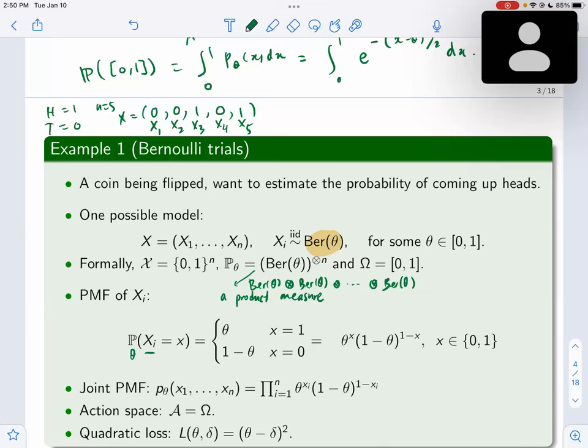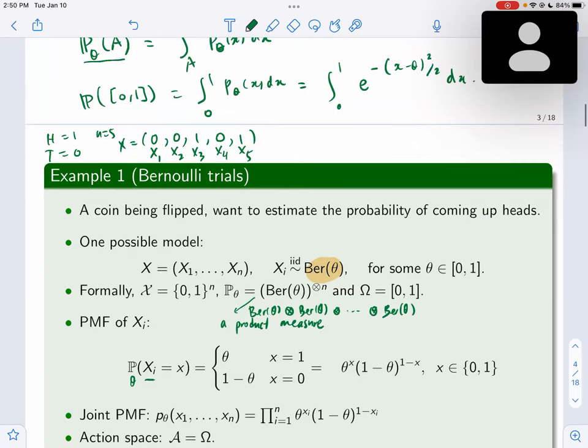And this joint PMF is going to factorize, right, because of the independence. So remember, if you have random variables x1 and x2, the probability mass function of this is going to be p_x1 of x1 times p_x2 of x2 if they're independent. And this is the marginal distribution or PMF of x1. This is the marginal PMF of x2. So that's where independence comes in.